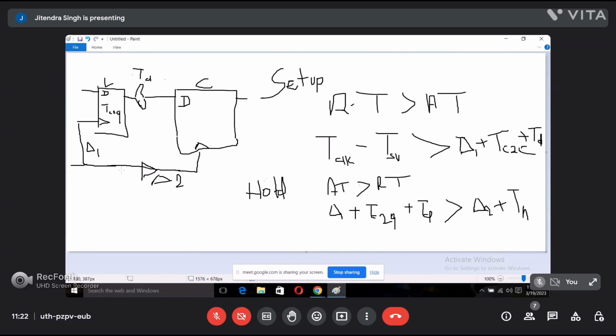We can use buffers in the clock path delay here. And in the data path delay, we can use flip flops or latches, so that the combinational path delay decreases. Okay. Can you say about buffer upsizing, the time cell?